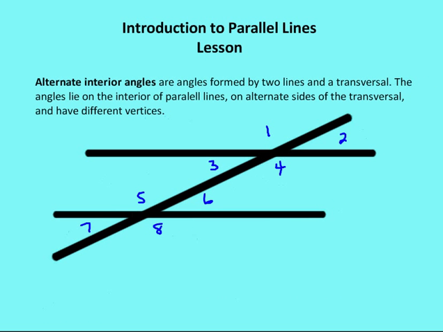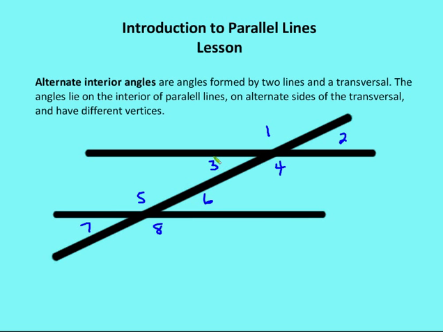Okay. So let's talk about alternate interior angles. Alternate interior angles are angles formed by 2 lines and a transversal. The angles lie on the interior of the parallel lines. They're on alternate sides of the transversal, and they have different vertices. So there are 3 components. Angles lie on the interior of the parallel lines, so inside, so I can have 3, 4, 5, and 6. They're on alternate sides of the transversal, so 3 and 4 and 5 and 6, and 3 and 6 and 4 and 5. And they have different vertices.